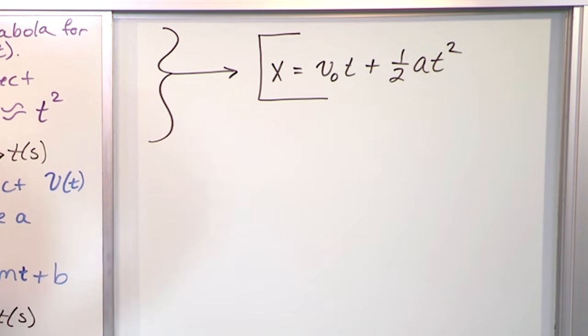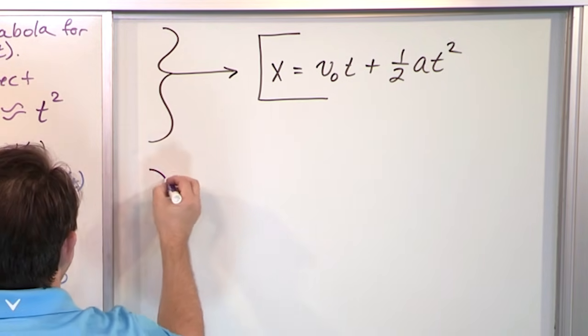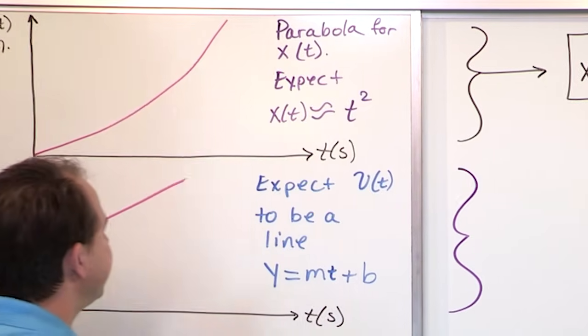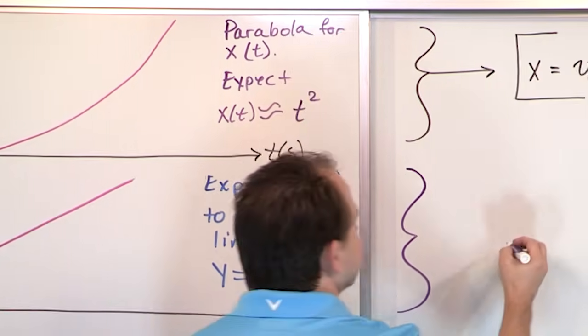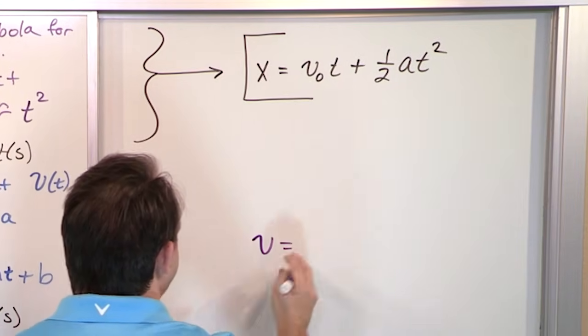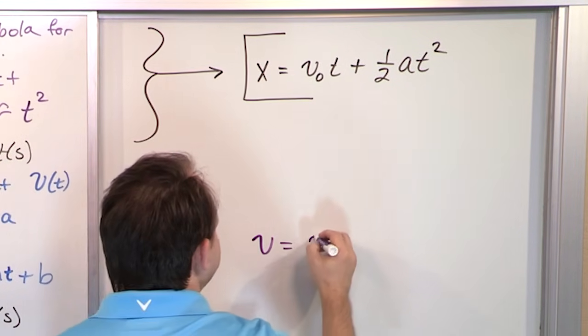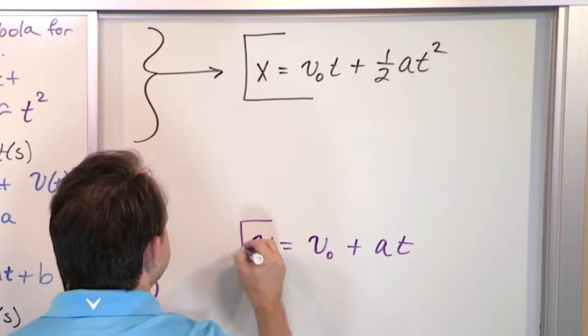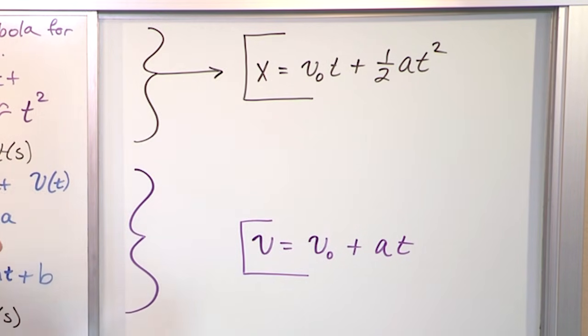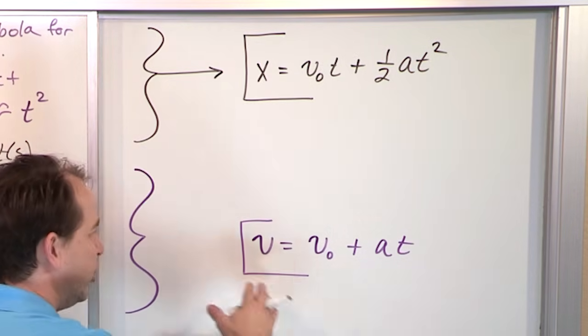Now the next thing we want to talk about is this guy, the equation of motion that goes along with the velocity. That one is going to look like this. The velocity at some point down the road in time is equal to the initial velocity plus a times t. This is the equation of motion for velocity. What does this look like? It looks like a line.